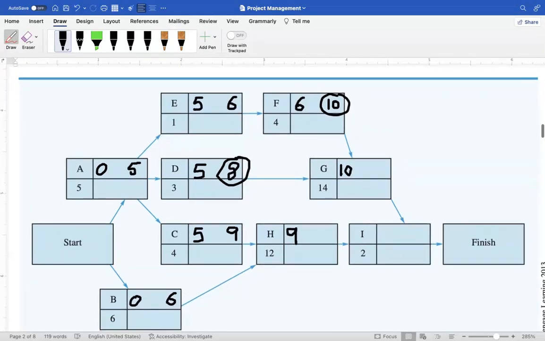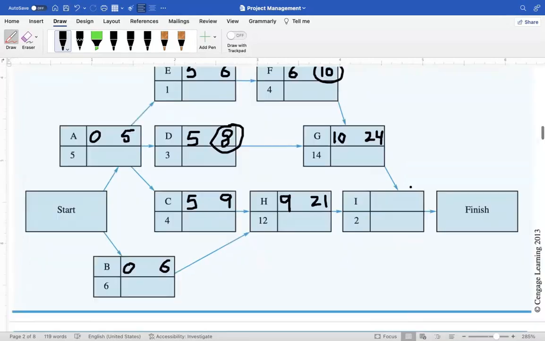Now the next step is that this activity starts in week 9 and it takes 12 weeks. So which means 9 plus 12 is equal to 21. 21 will come here. And same thing here. Activity G starts by week 10 and it takes 14 weeks. 10 plus 14 will be 24. 24 will be here. Now again using the same logic. Now this activity I cannot be started unless activity G and H both are finished.